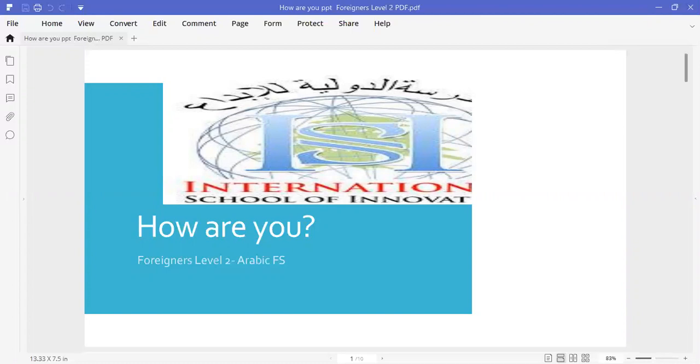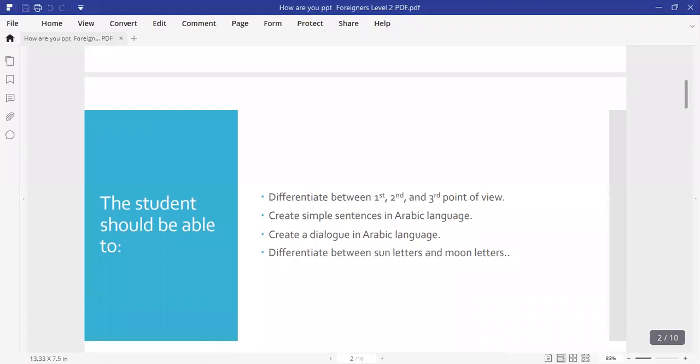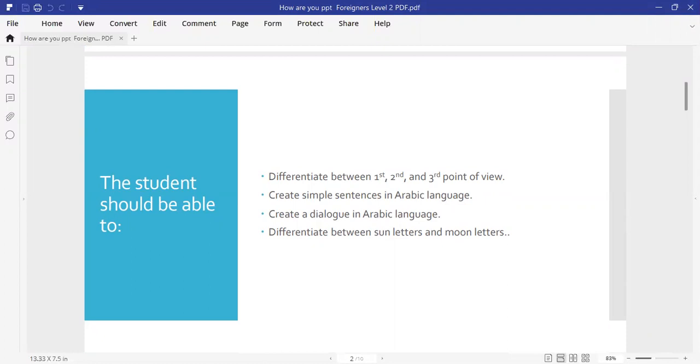First, we have to start by introducing the learning objectives of the lesson. In this lesson, the student should be able to differentiate between the first, second, and third points of view. So we are going to know the pronouns for the first point of view in Arabic, the pronouns for the second, and the pronouns for the third. Create simple sentences in Arabic, which are related to the first, second, and third points of view. Create a dialogue in Arabic, and then differentiate between sun letters and moon letters.